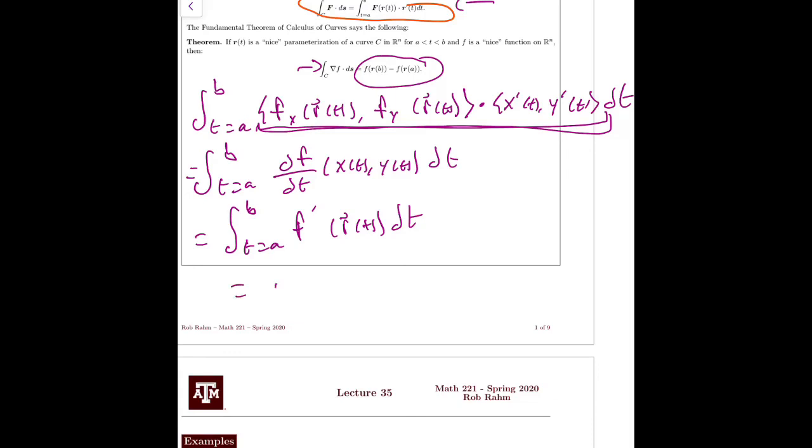Now we apply the fundamental theorem of calculus. This is f of r of b minus f of r of a. And again, we're just applying the fundamental theorem of calculus. f composed with r of t is a real valued function of one variable. So we are in the setting of the fundamental theorem of calculus, and all we're doing is applying the fundamental theorem of calculus. That's all we're doing.